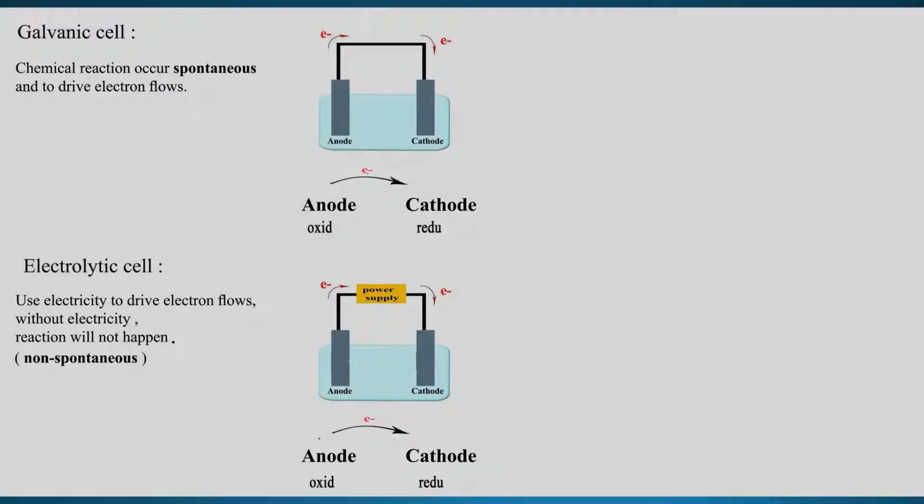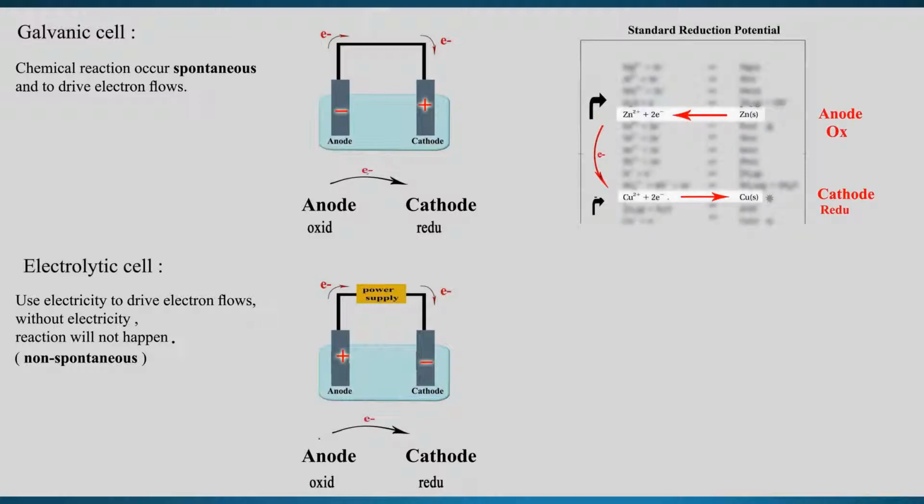And what is the difference? The difference is the sign. The anode in a galvanic cell is always negative, but in an electrolytic cell, the anode is positive. So the other will follow: the cathode in a galvanic cell becomes positive, and in an electrolytic cell becomes negative. So keep in mind, the anode in a galvanic cell is negative, but in an electrolytic cell, the anode is positive.